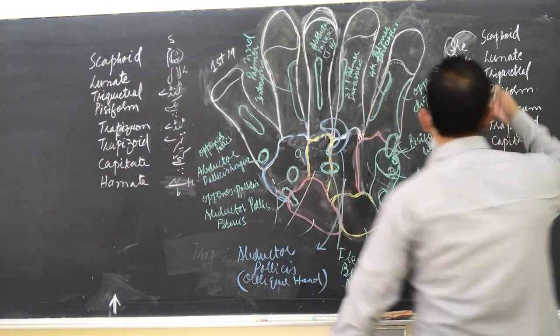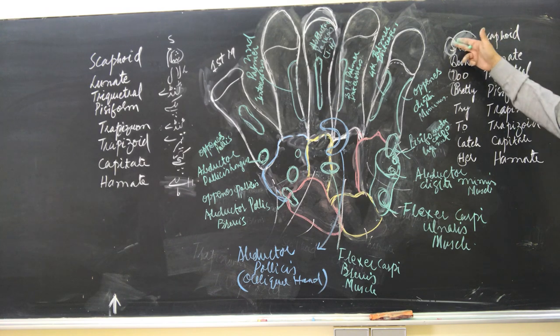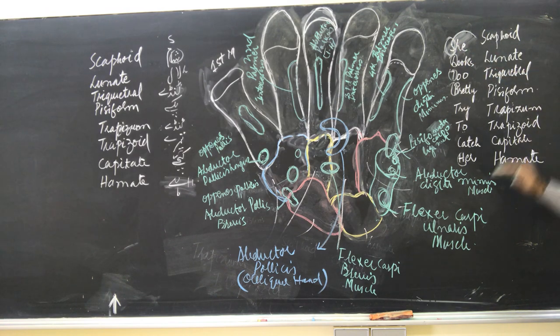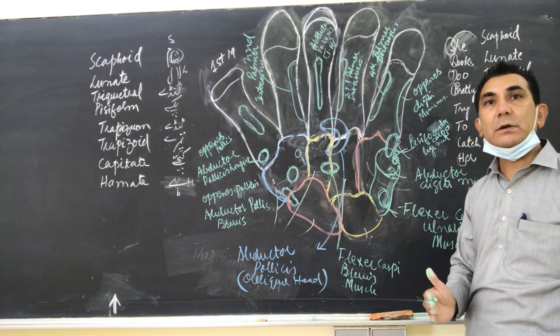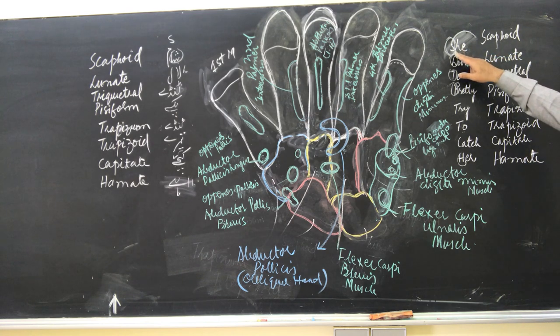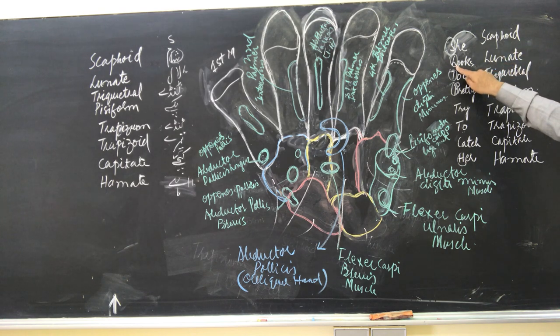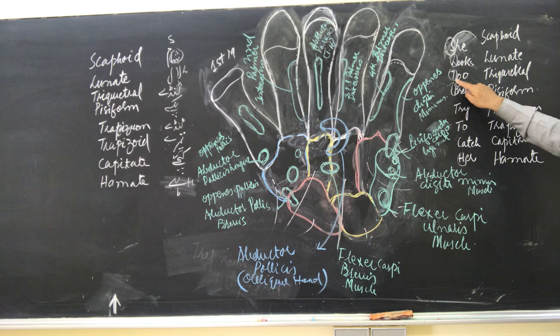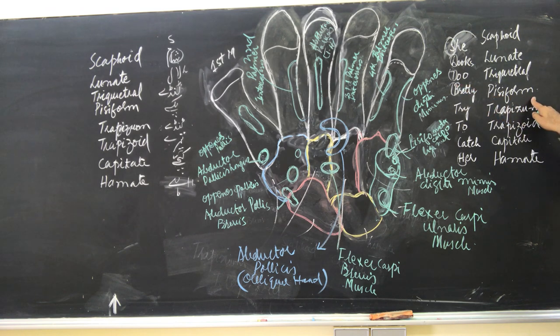in the English version, she looks too pretty, try to catch her. S is for the scaphoid bone. We will start from the lateral to medial side of the proximal row of the small bones in the wrist joint. The S of she is for the scaphoid bone, and looks, L, is for the lunate bone, and the T is for the triquetrum, and pretty, P, is for the pisiform.